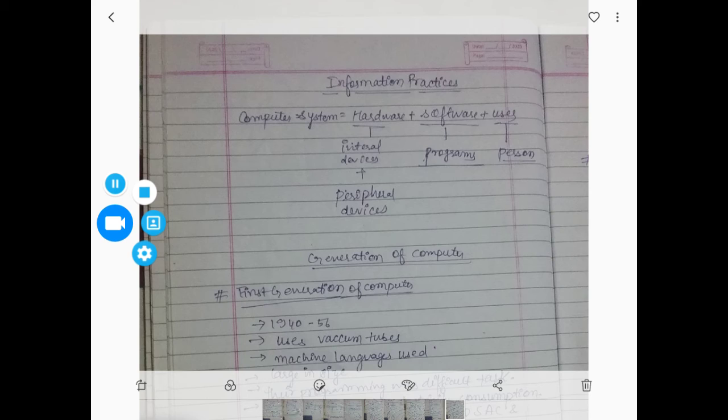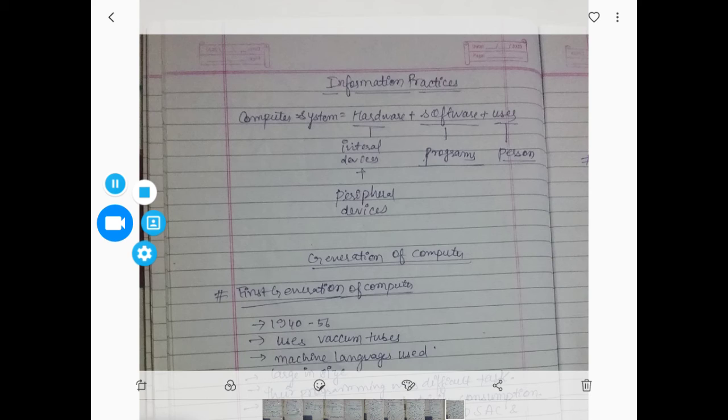The first one is the introduction. First one is the computer system. A computer system is equal to hardware plus software plus user. That is, it is a combination. A computer system is a combination of hardware plus software plus user.